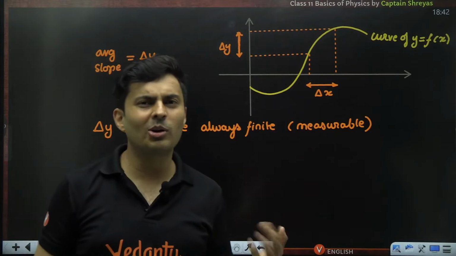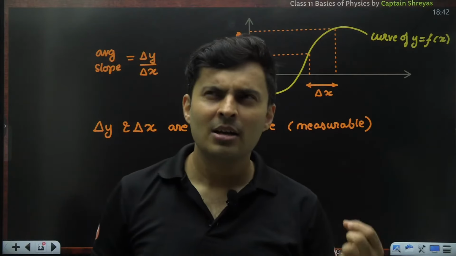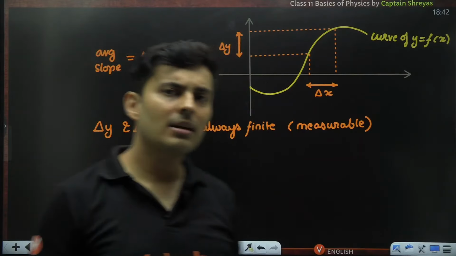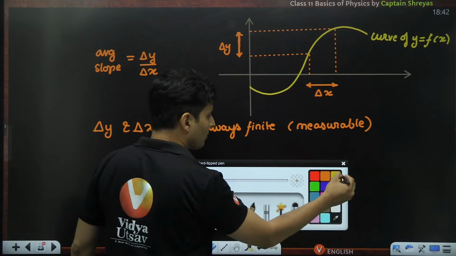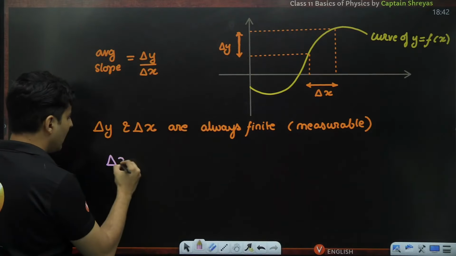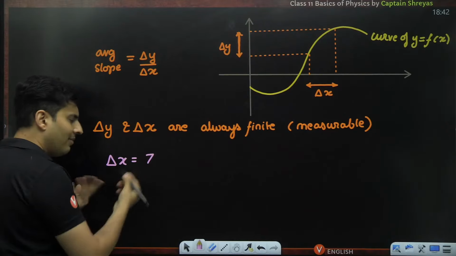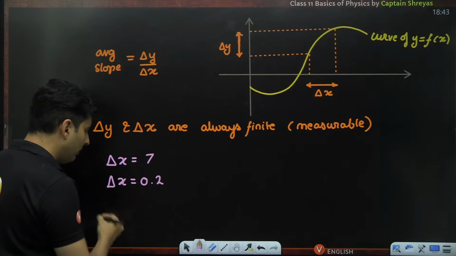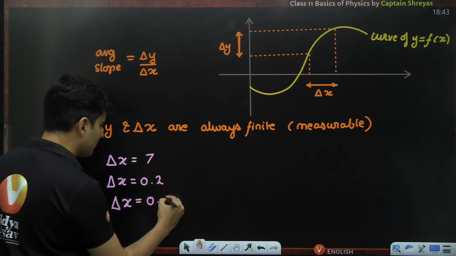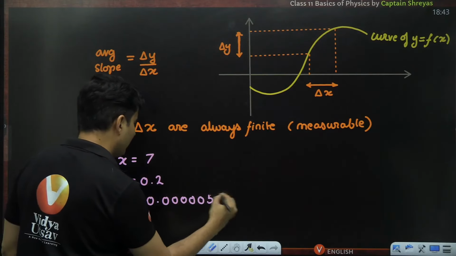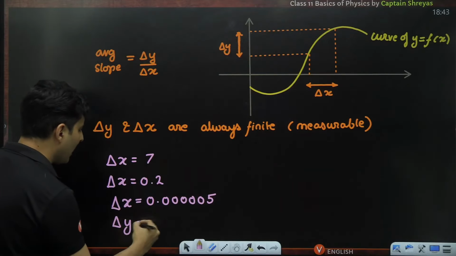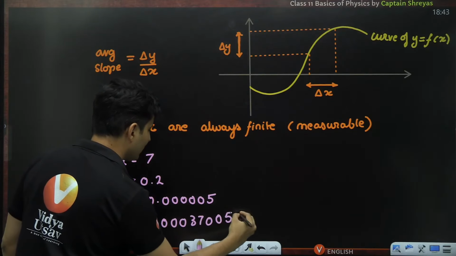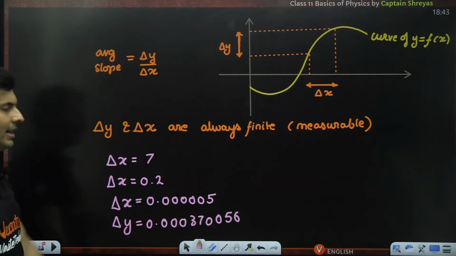Why am I suddenly talking about finite? Am I going to talk about infinite? Not exactly infinite. I'll be talking about infinitely small values now. See, remember, if I tell you, say for example, delta x is equal to 7, that's a finite value. Delta x is equal to 0.2, that is also a finite value, you can measure it. Delta x is equal to 0.00005, that is also a finite value. Delta y is equal to 0.003700056, this is also a finite value. All these are finite values.